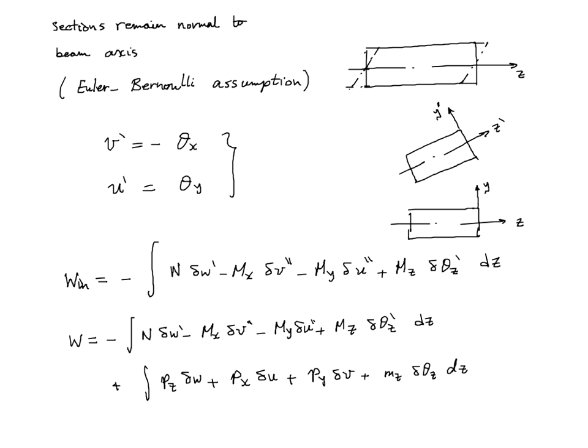Of course, plus any external work done by concentrated forces or moments, which we can include for special cases. Anyway, what we see here is that all of a sudden, we no longer have six different functions that appear in the expression of the total virtual work, but only four. So we have the three displacements U, V, W, and rotation around Z, which is stated there.